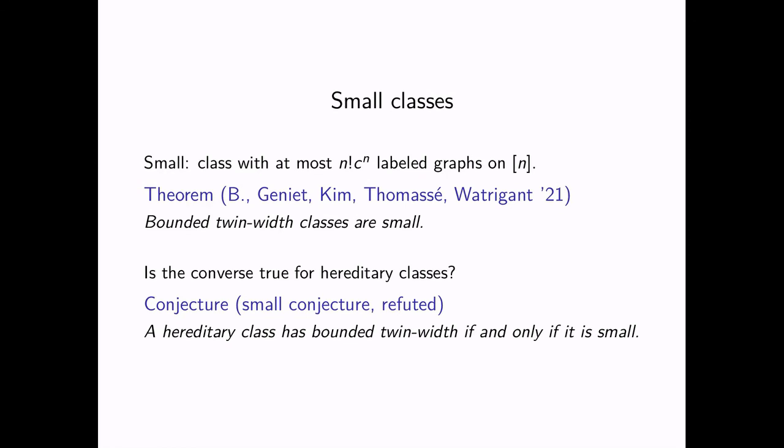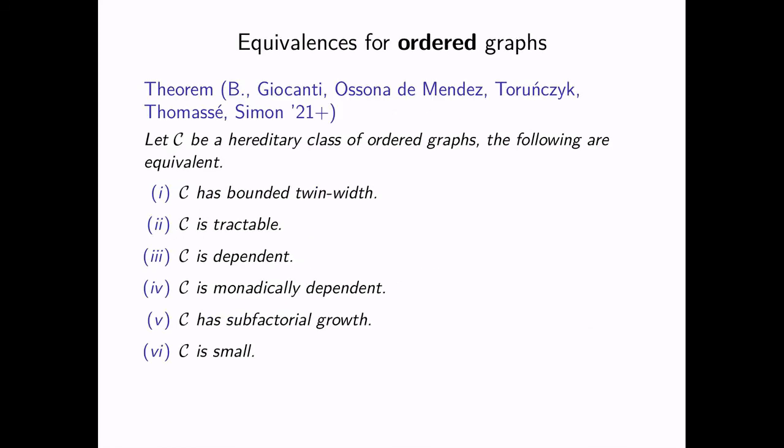So one could be tempted to conjecture the converse for hereditary classes. It turns out, and we tried for some time, but we also recently refuted the conjecture. So the converse does not hold. So this setting where the caveat of finding the sequence disappears is the setting of ordered graphs, or more generally ordered binary structures.